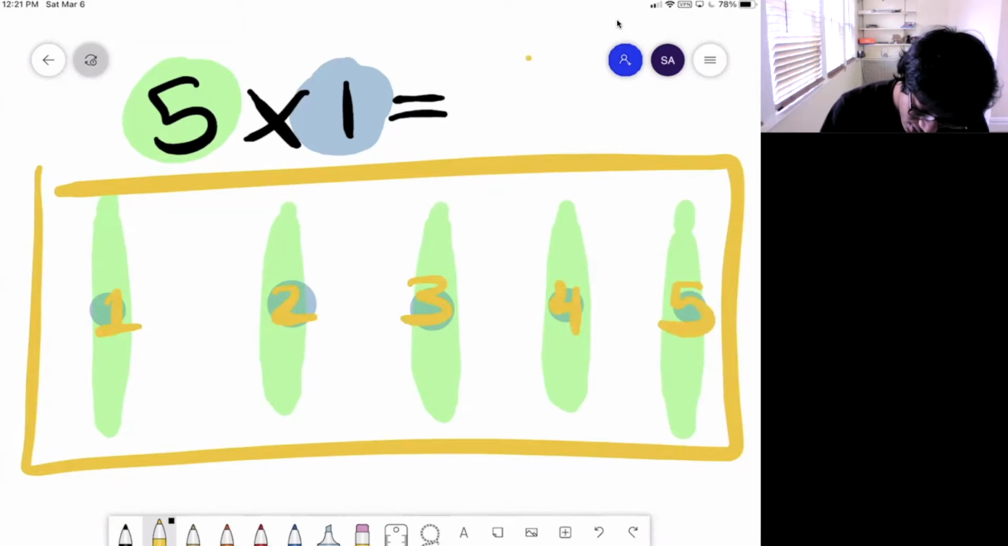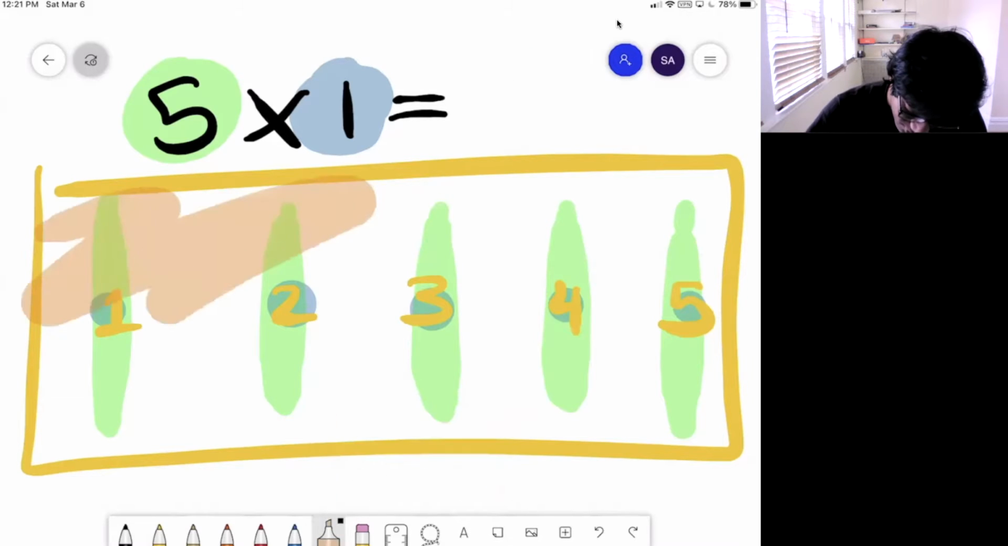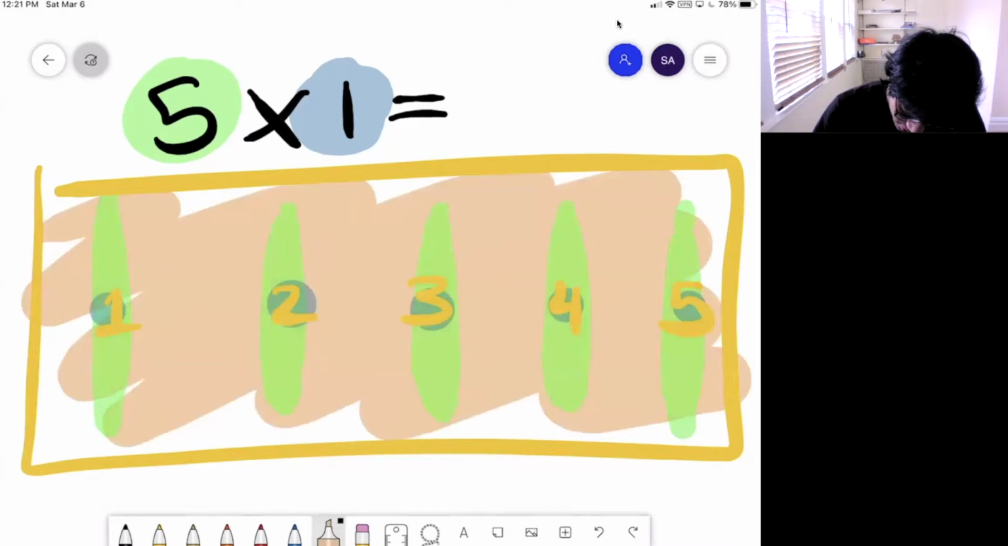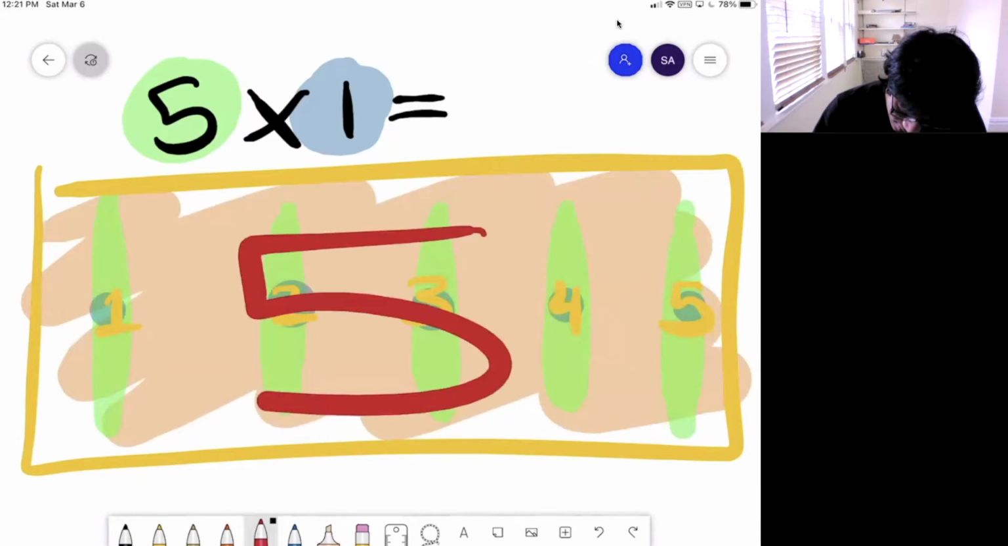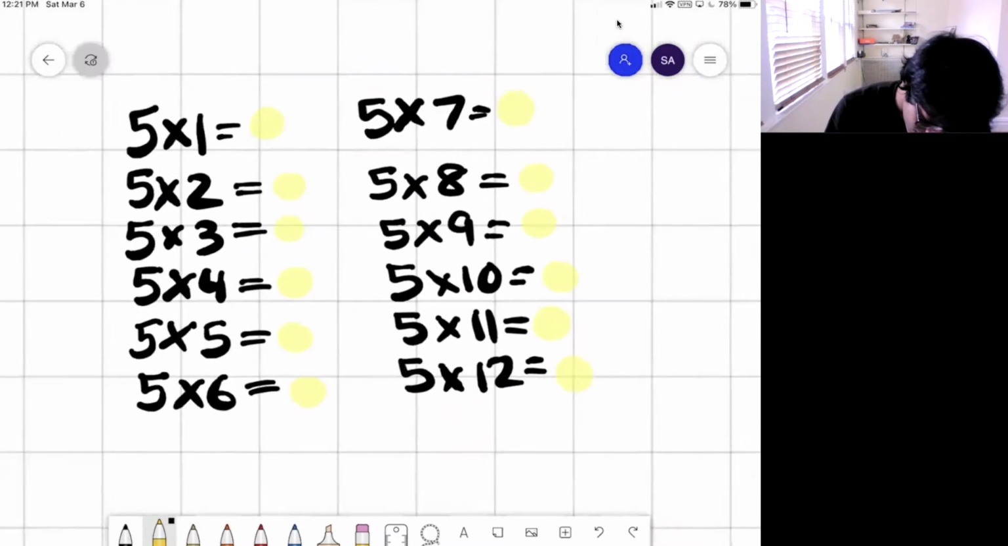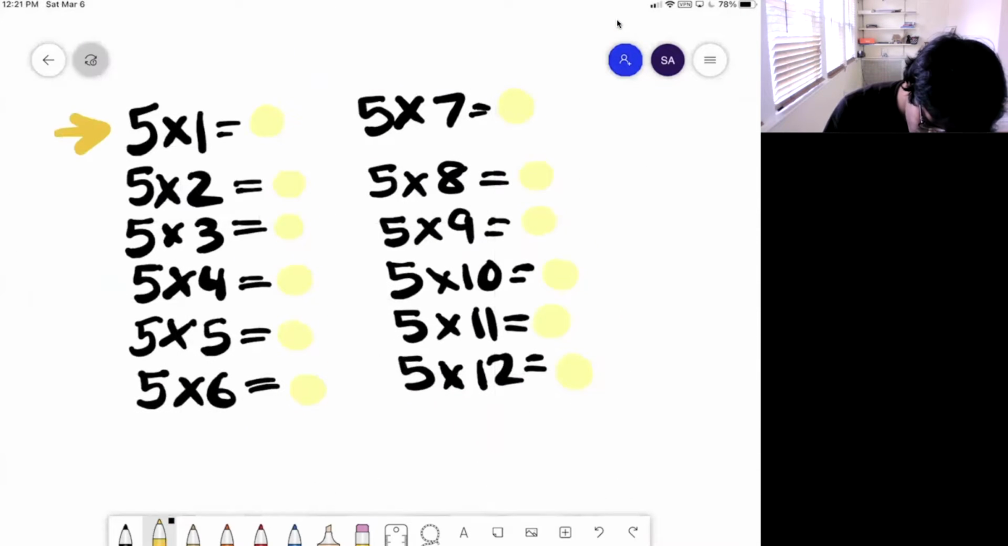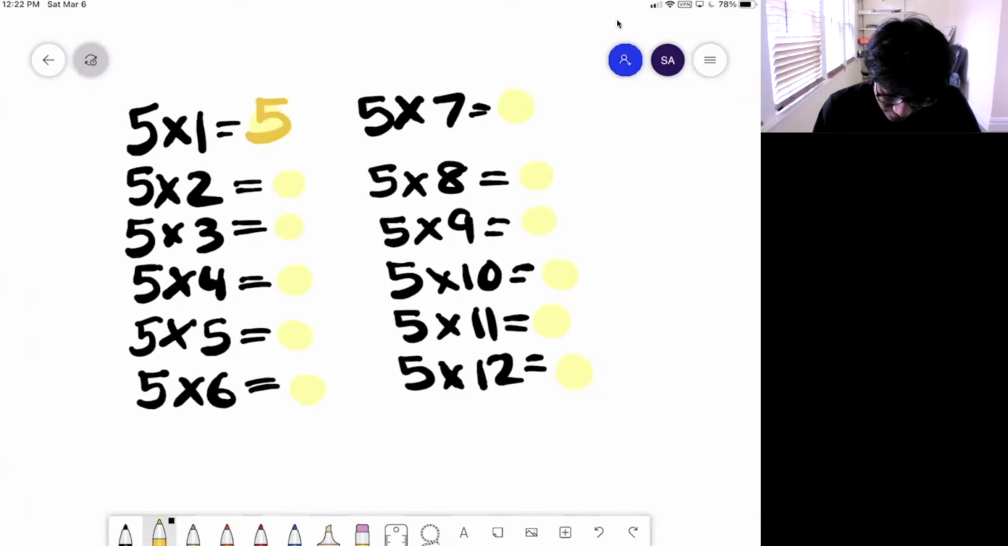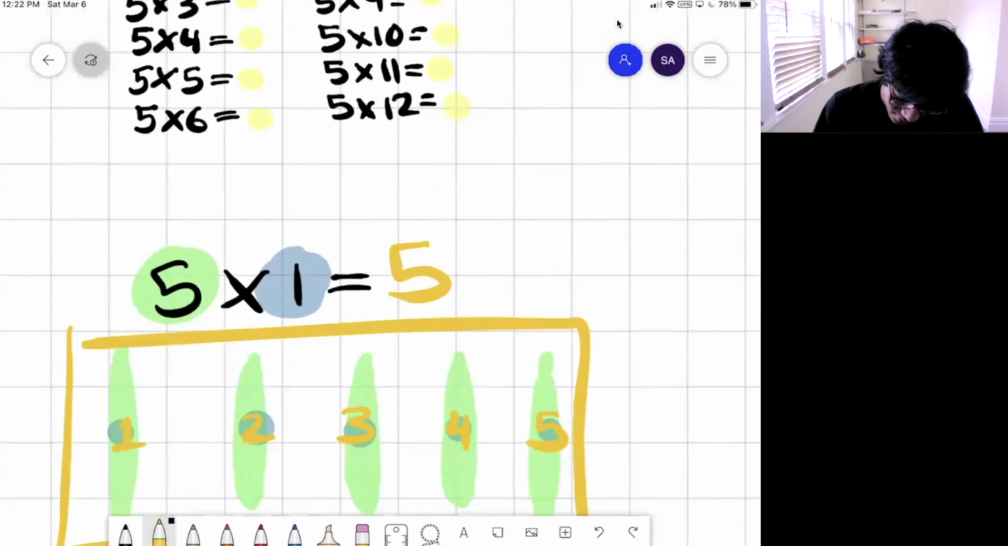So 5 times 1 is 5. Why is that? Well, check it out. How many dots in the whole shebang? There's 5 dots, and so 5 times 1 is 5. Now we can go back to our table and write down that 5 times 1 is equal to 5. What about 5 times 2?